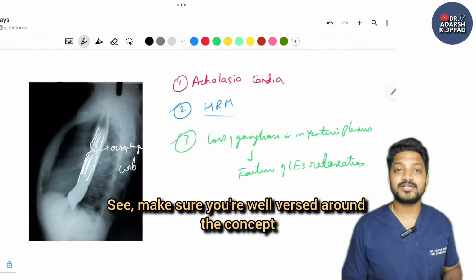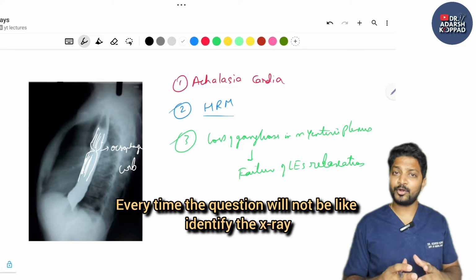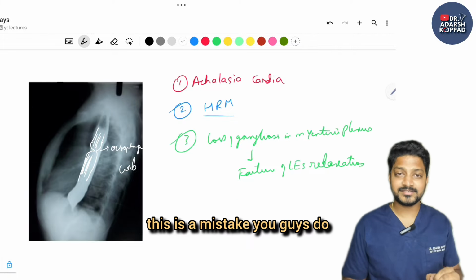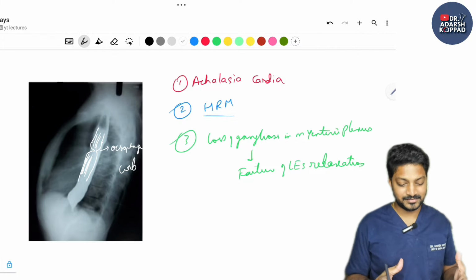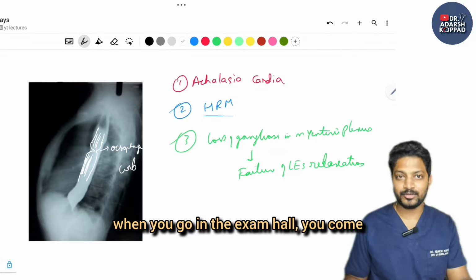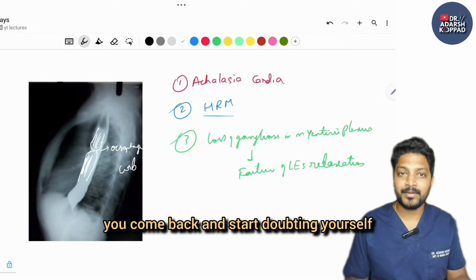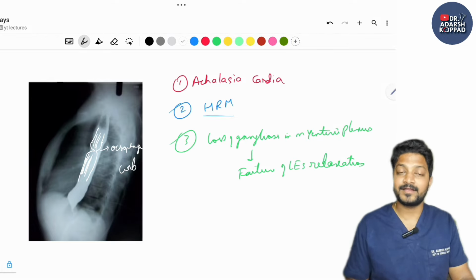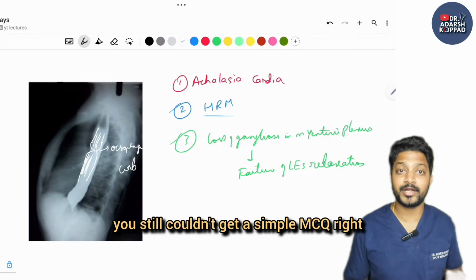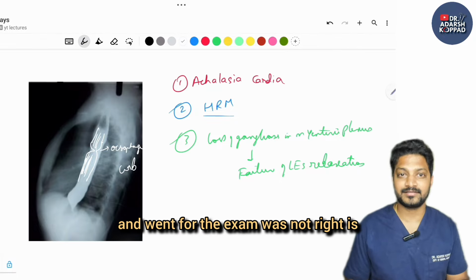See, make sure you're well versed in the concept, because just mugging up the X-ray will not help. Every time the question will not be like identify the X-ray. He can ask you anything regarding that topic. This is a mistake you guys do. You just think that just looking at the X-ray, just diagnosing the X-ray would be fine. And when you go to the exam hall, you come across a slightly confusing question, and you end up making a silly mistake, and you come back and start doubting yourself, that even after studying so much, even after doing so much revision, you still couldn't get a simple MCQ right. But the way you had prepared and went for the exam was not right, is what I'm telling.